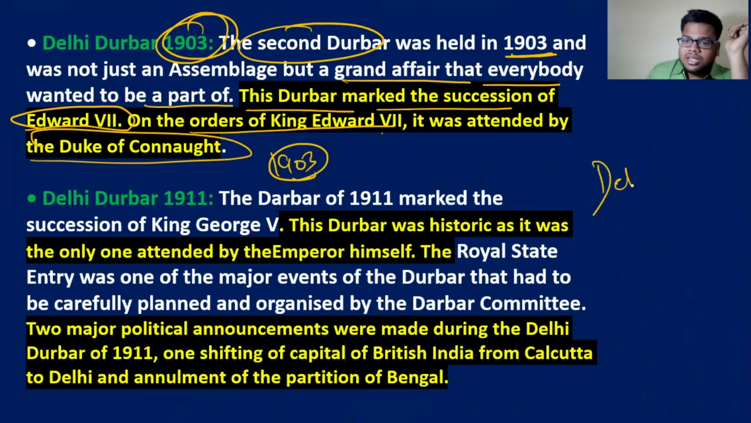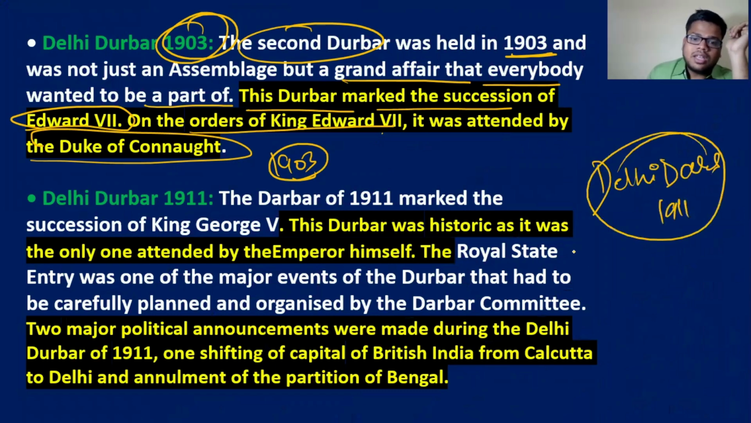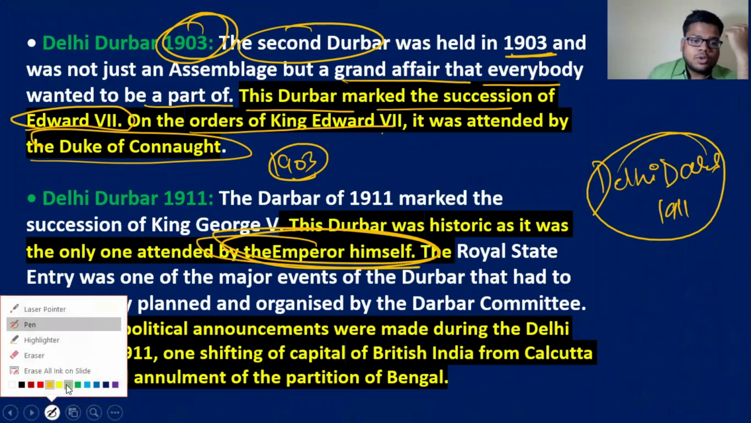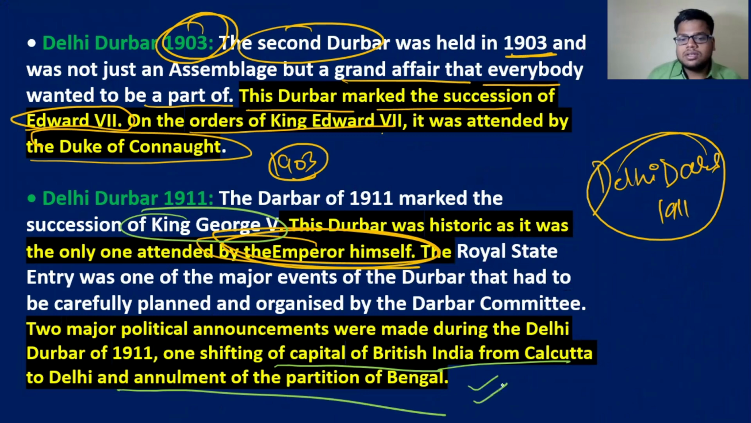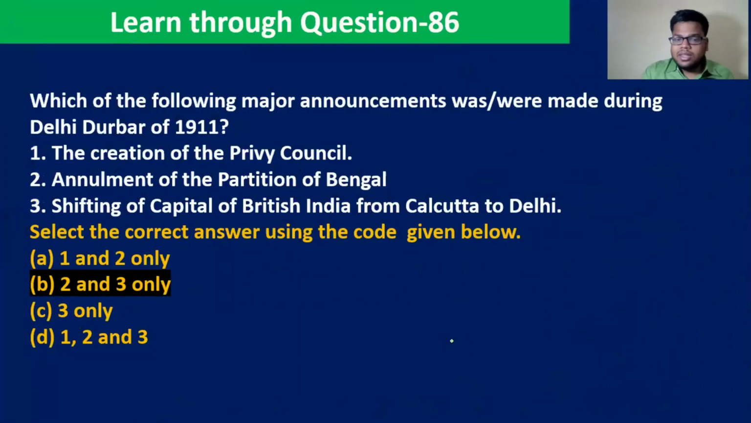One of the major Delhi Darbars was the Delhi Darbar of 1911. It was historic because it was attended by the emperor himself. Remember, King George V was there, and in this a lot of announcements were made, that is, the shifting of the capital from Calcutta to Delhi. Second, the partition of Bengal was annulled, that we have discussed. So Delhi Darbars are important.